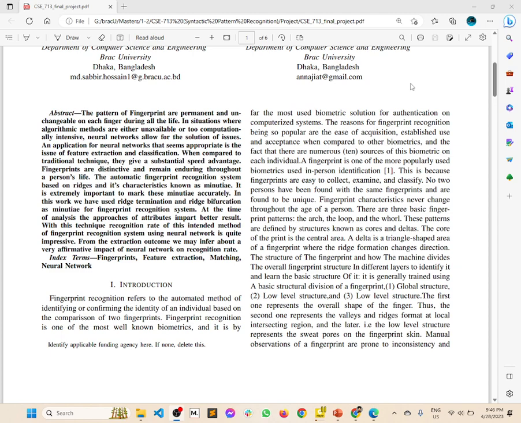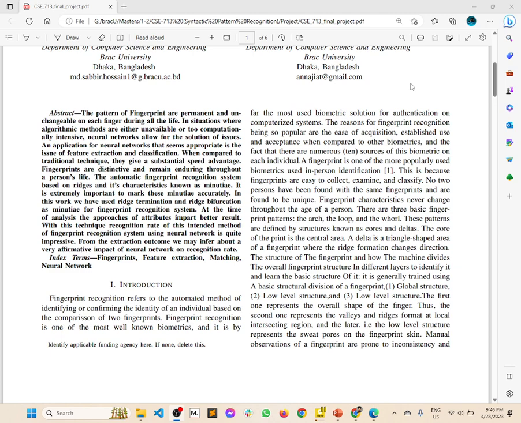There are three basic fingerprint patterns: the arc, the loop and the whorl. These patterns are defined by structures known as cores and deltas. The core of a print is the central area. A delta is a triangle-shaped area of a fingerprint where the ridge formation changes direction.